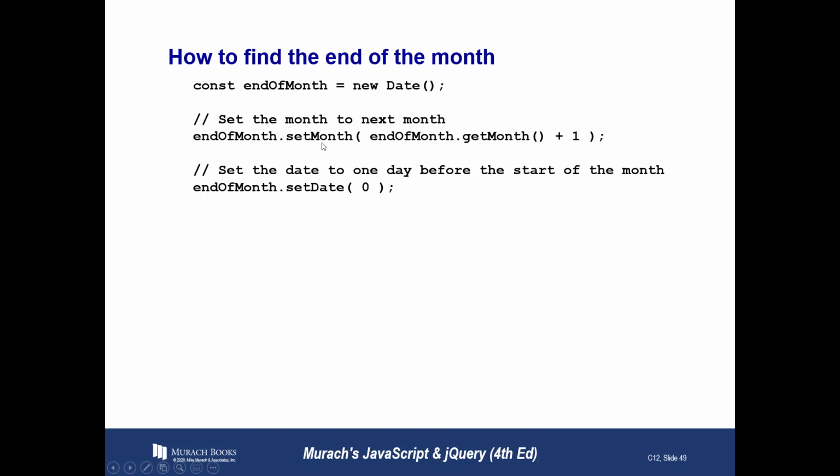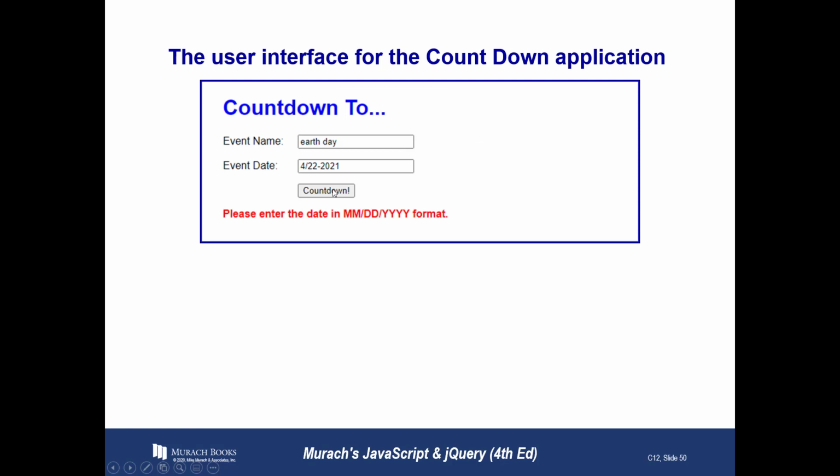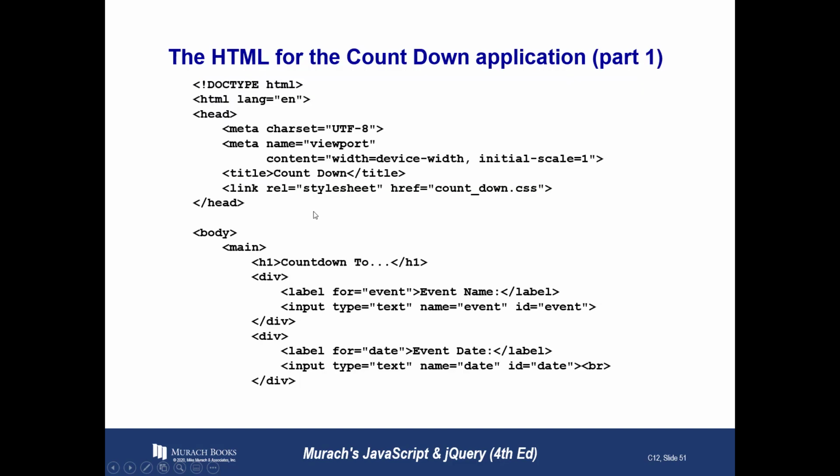You want to find the end of the month: set the date to 1 day before the start of the month. So there's a lot of little tricks you can do in here. Here's that countdown. What you can do there is put in anything. So I could put in Valentine's Day, for example, the 14th, 2/14/2022, click countdown, and it would tell me the number of days that are left until then.